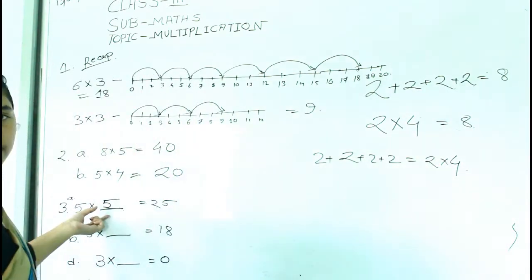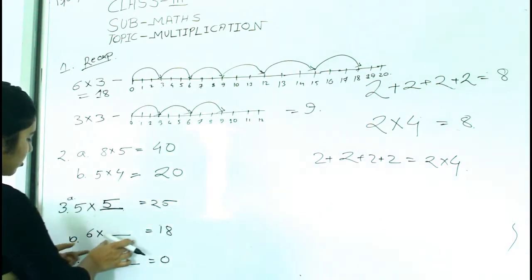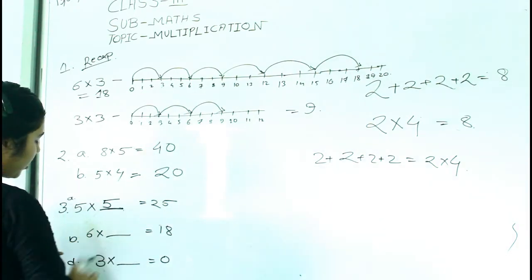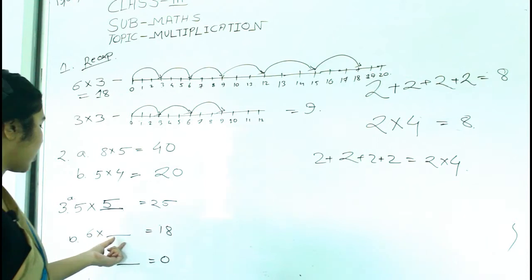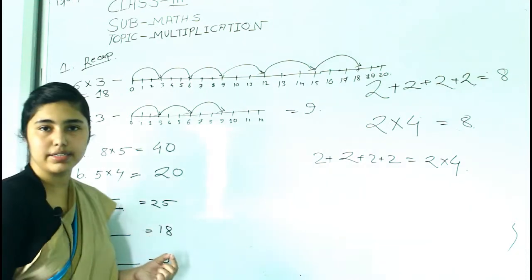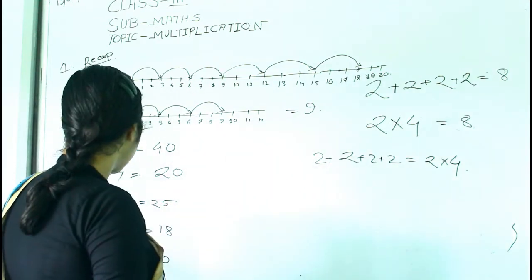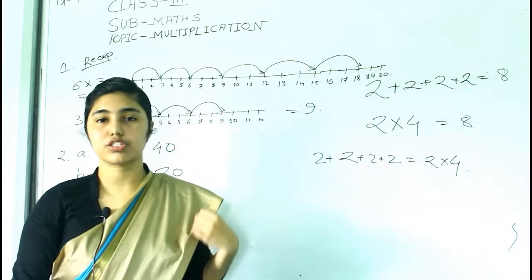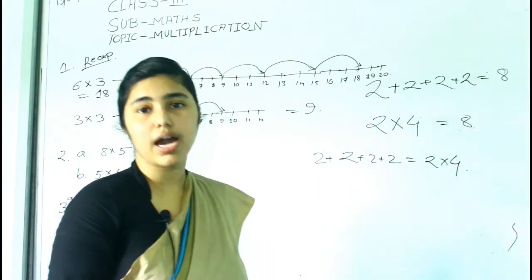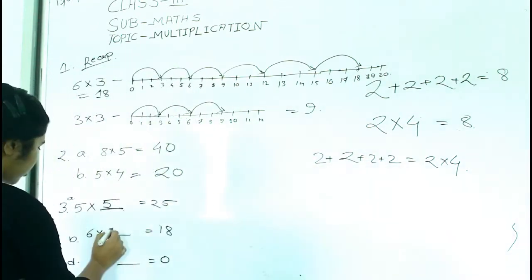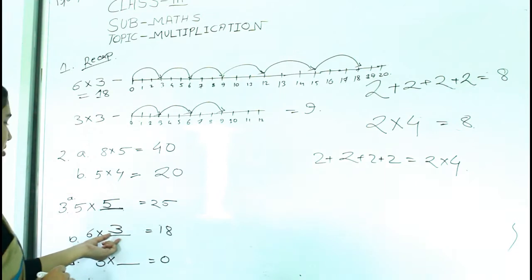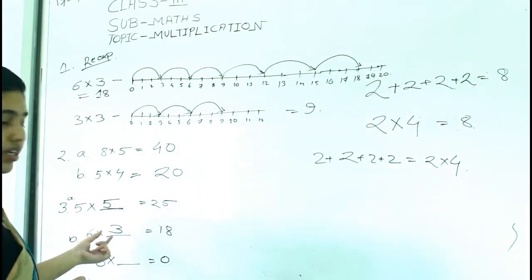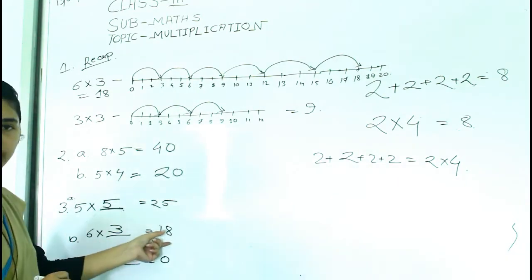So write here 5. Next we have to find the number that 6 into that number is equal to 18, right? Now from the table of 6, count: 6 1s are 6, 6 2s are 12, 6 3s are 18, right? So here write the number 3 because 6 3s are 18.